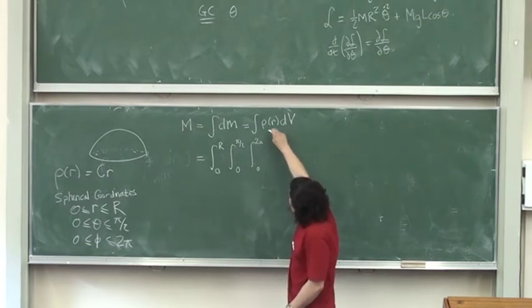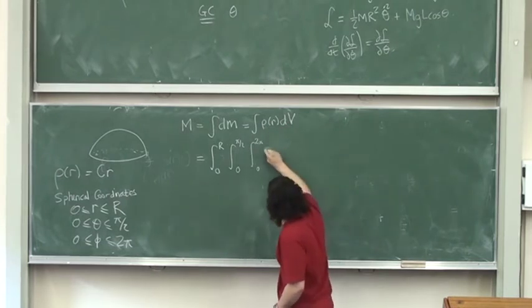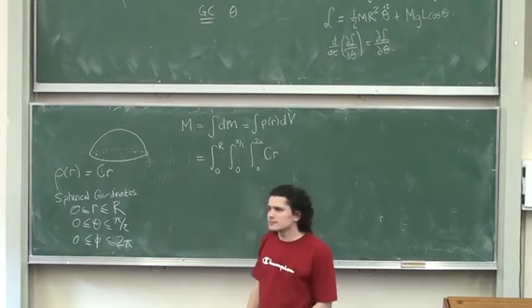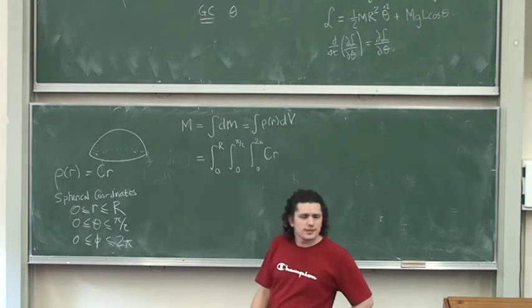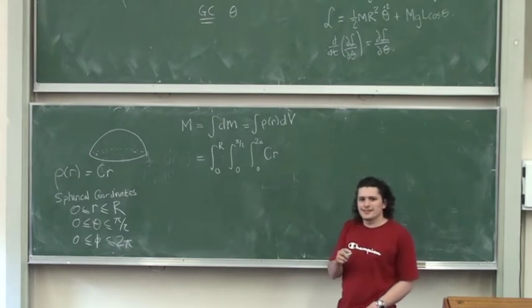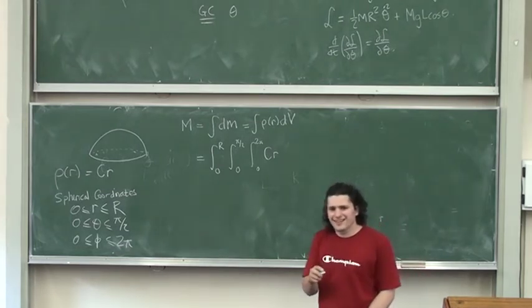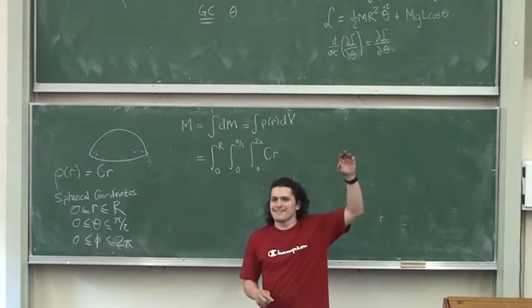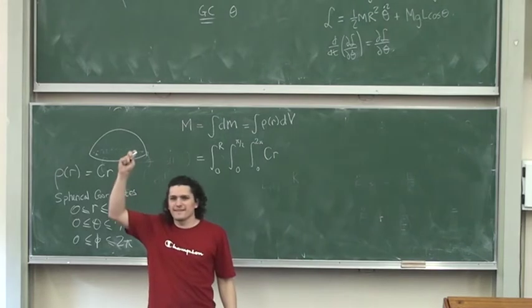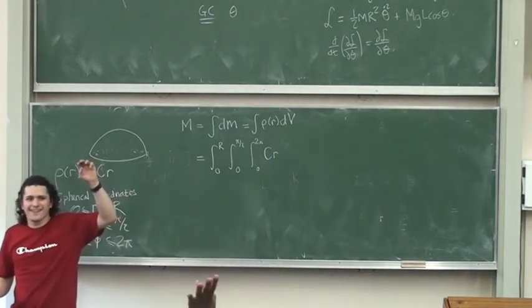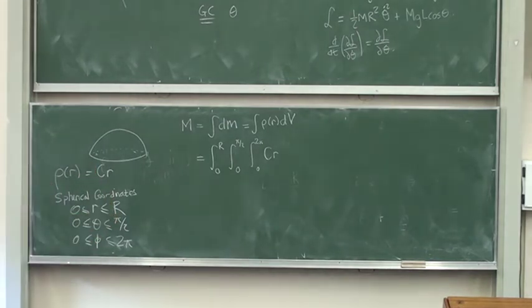We now have to ask the question, rho of r is C r. What's dV? Who says dr d theta d phi? Who says r dr d theta d phi? Who says r squared dr d theta d phi? Who says r squared sine theta dr d theta d phi?